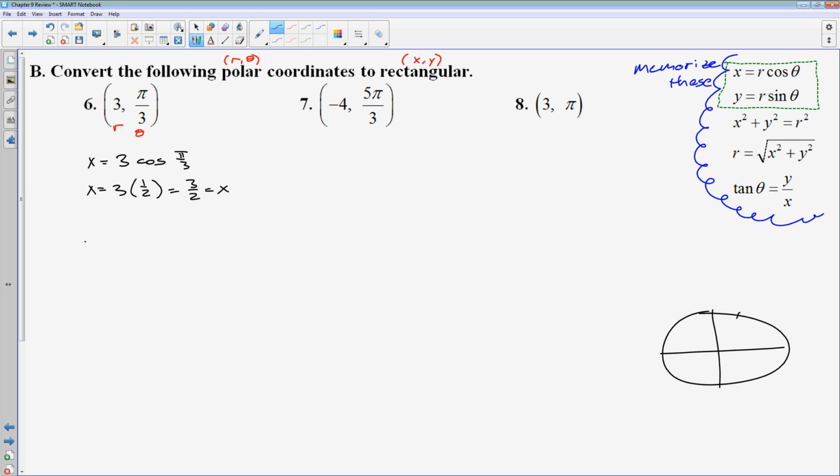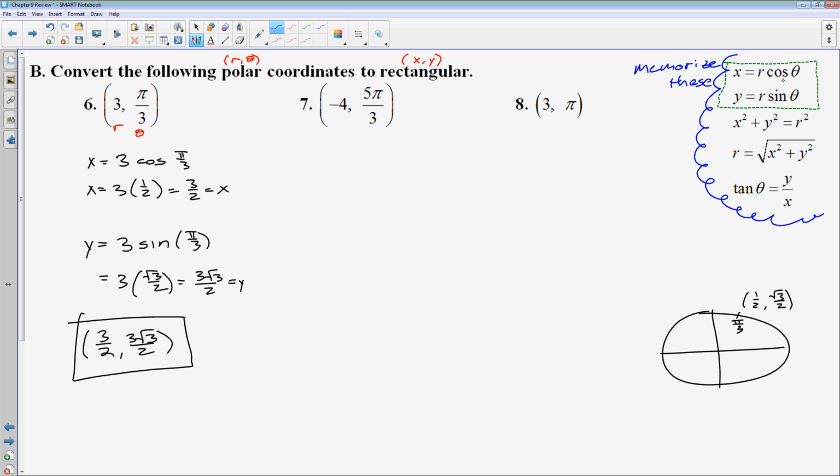And then my y coordinate is going to equal r times the sine of pi over 3. On the unit circle, the coordinates there are 1/2, root 3 over 2, and the sine is root 3 over 2. So y is going to equal 3 times root 3 over 2. You can't really multiply that, so we'll just call it 3 root 3 over 2 for the y coordinate. And I do want you to list it as an ordered pair, so 3/2 and 3 root 3 over 2. There we go.